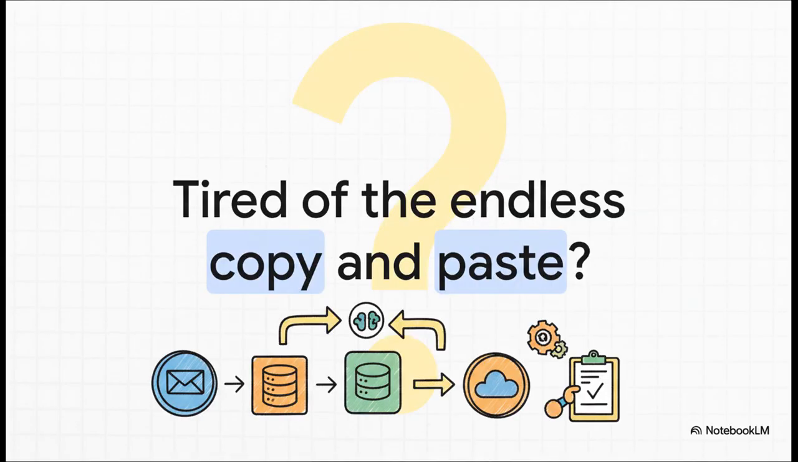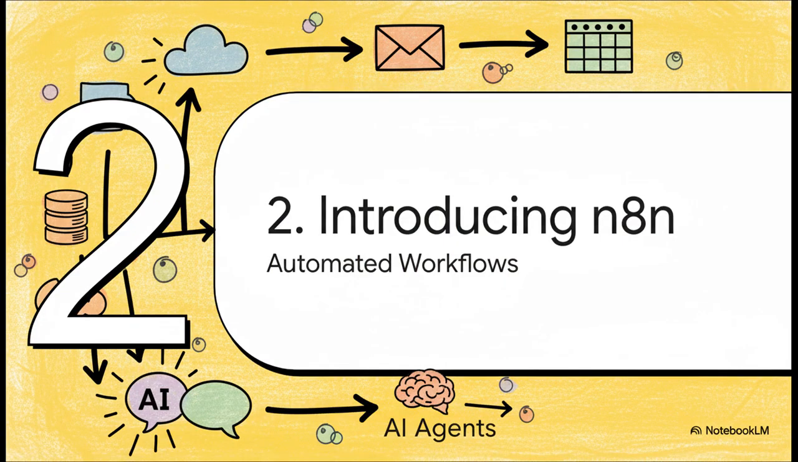So, what's the result of all this? Well, you become the human glue. You spend your day copying from one window and pasting into another, trying to claw back minutes when you should be focused on the big picture. Sound familiar? It's a massive time waster, and honestly, it's just exhausting. But what if you could connect all those separate rooms with automated hallways? Well, that is exactly where n8n comes into the picture.